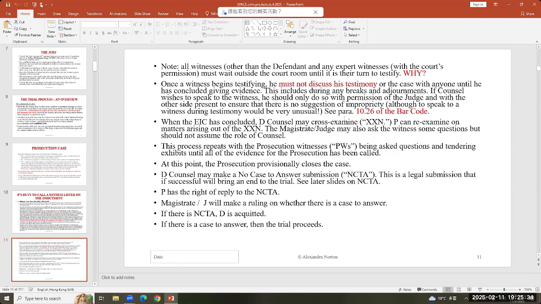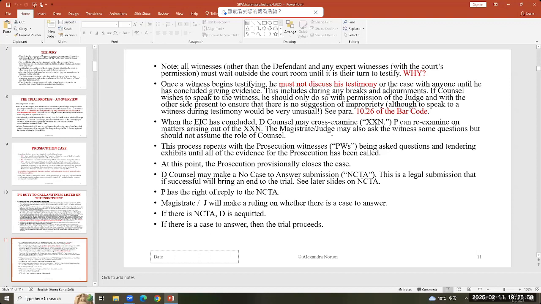Leading questions are ones which either suggest a fact that is not yet in evidence or give the answer to the witness in the form of the question. After that, then it's possible that the prosecutor may do a re-examination of the witness. But remember, the re-examination can only arise out of topics that are covered in the cross-examination.